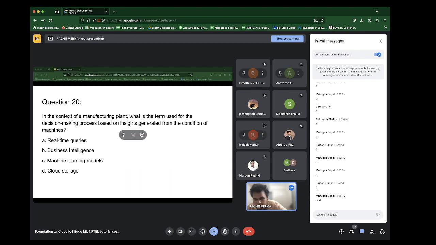Okay, so in the context of a manufacturing plant, what is the term used for the decision making processes based on the insights generated from the condition of machines? Is it A, real time queries? B, business intelligence? C, machine learning models? Or D, cloud storage?